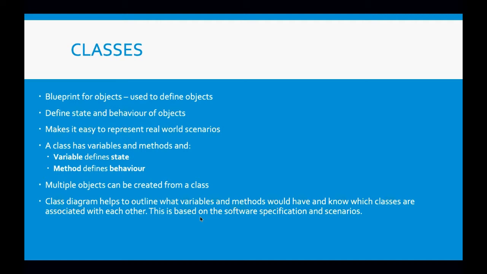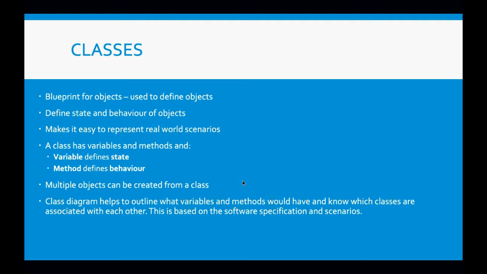And classes are basically how you format your objects. They are blueprints for objects. This is what you use to define your objects and know what your object will look like. So it defines the state and behavior of your object, and it makes it easy to represent scenarios in the real world.